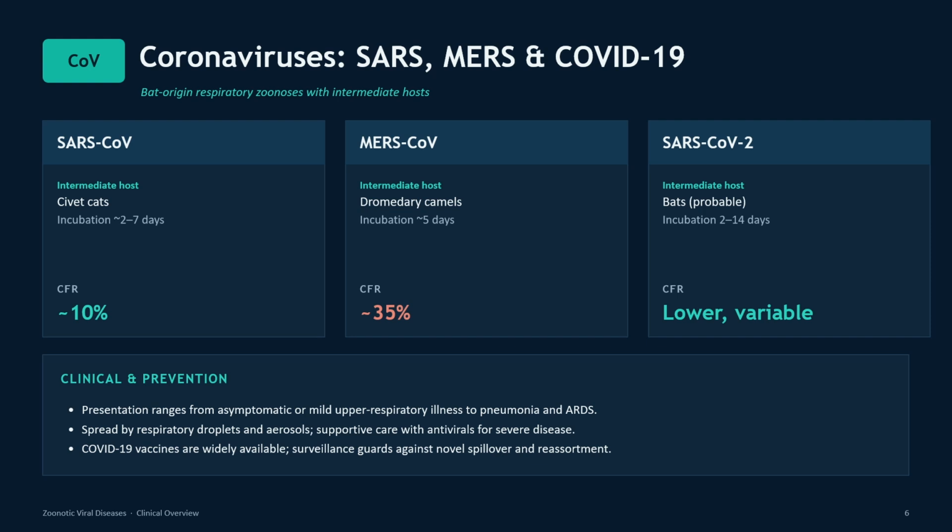Clinically, they're respiratory, ranging from a mild cold to pneumonia and full-blown ARDS. We have COVID vaccines, antivirals for severe cases, and good supportive care. The bigger lesson is surveillance. These viruses are still out there in bats, and we want to catch the next jump early.